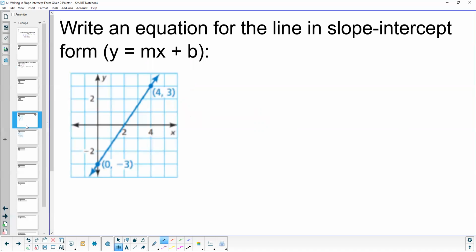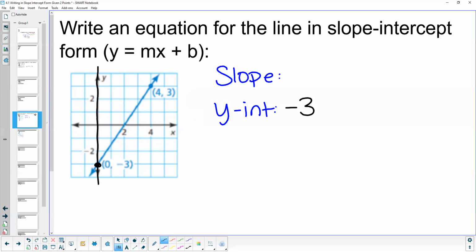Now, what if that's not what they give us? What if we end up getting a graph? Well, if they give us a graph, we still need the same two things. We still need to figure out our slope and we need to figure out what our y-intercept is. Remember, the y-intercept is where the line crosses our y-axis on our graph. So when they give us a graph, it's really easy to find because we can look at our y-axis and see that it crosses right here at -3. So our y-intercept in this graph is going to be -3.